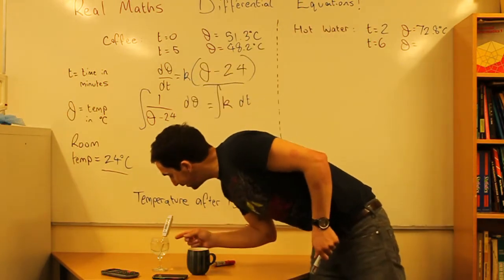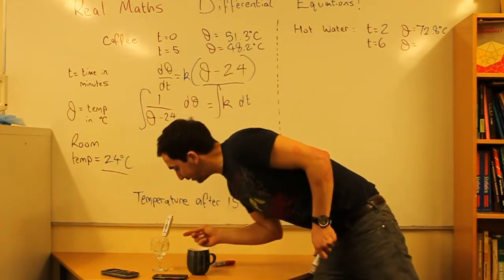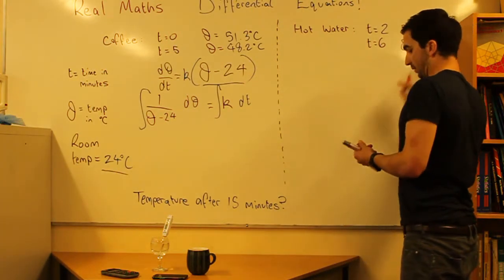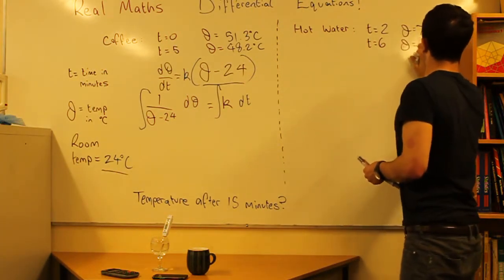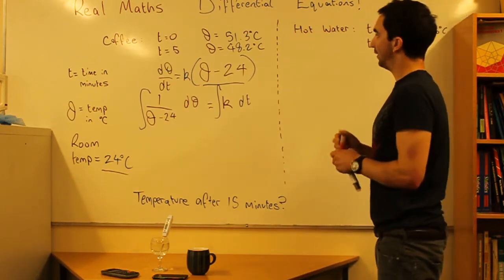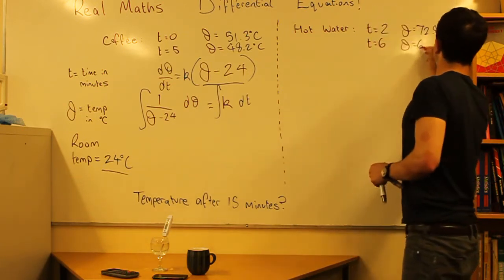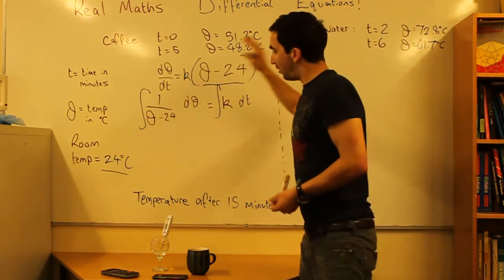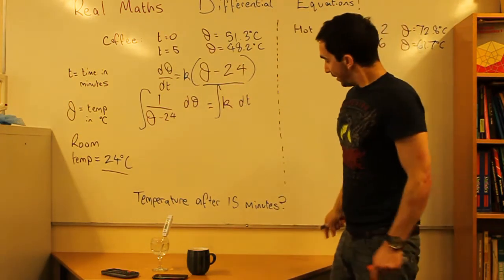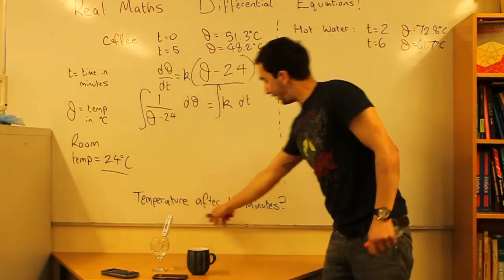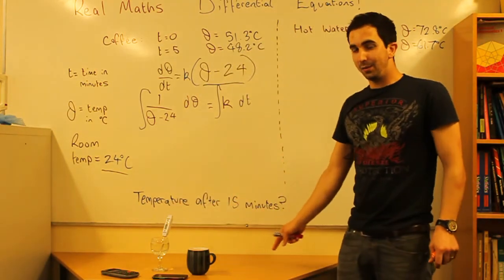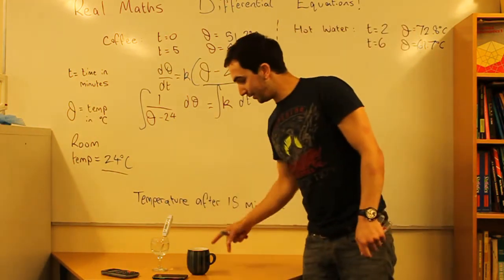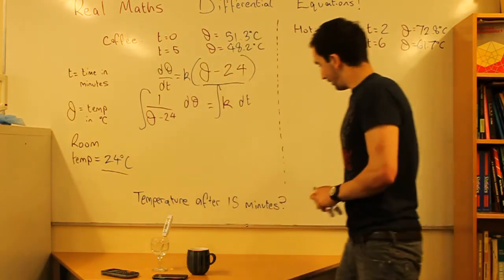7 minutes, 61.7. Better do it in blue. So we're all nice. Okay, so we've got all the measurements we need. Now our plan is to know the temperature after 15 minutes without having to actually measure it. Okay, maybe we'll do 15 minutes for the coffee.